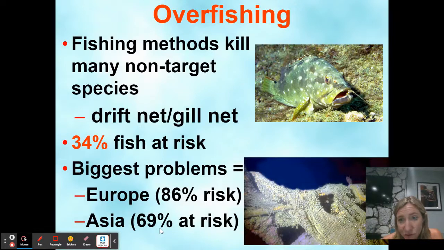We also have a problem in the ocean of overfishing. Part of that has to do with the fishing methods that we use, and we'll talk a little bit about them here. Part of it is the type of nets that we use, and I'll focus more on that when we get into aquatic lessons. So I'm not going to go specifically into the different types of nets right now. So 34% of fish are at risk, which is pretty significant. The biggest problems are in Europe and Asia. Those numbers are way higher in those areas.